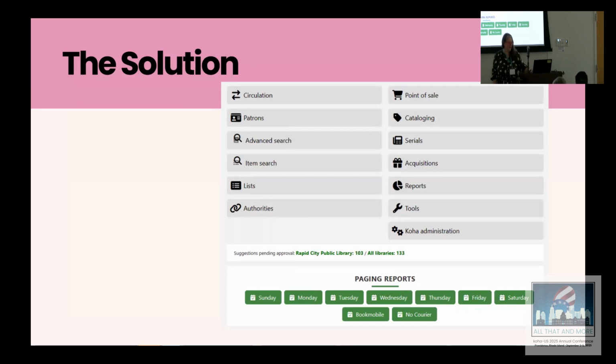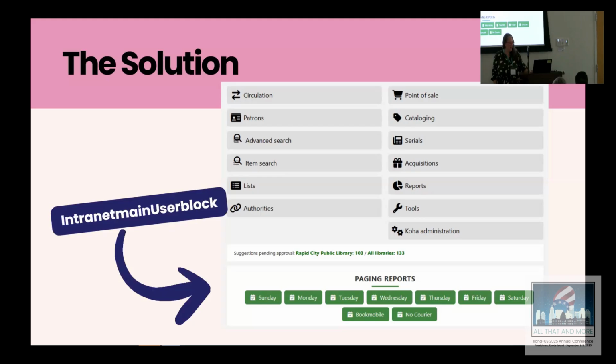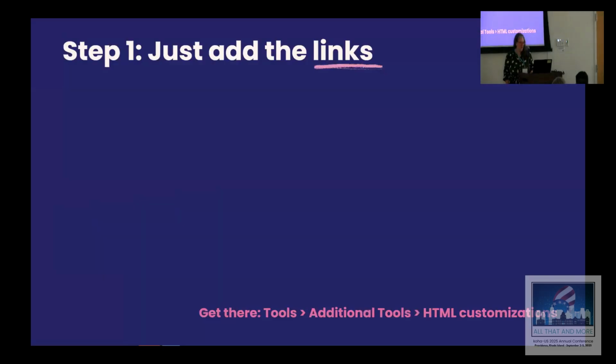And if you want to know where or what that is and how to customize it, it is the intranet main user block. And this is something that you can customize in the tools section using the HTML customizations. So the first thing we're going to do is start simple.